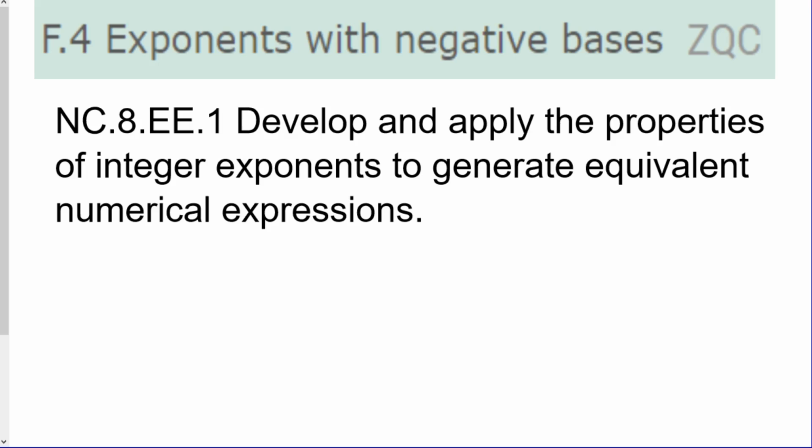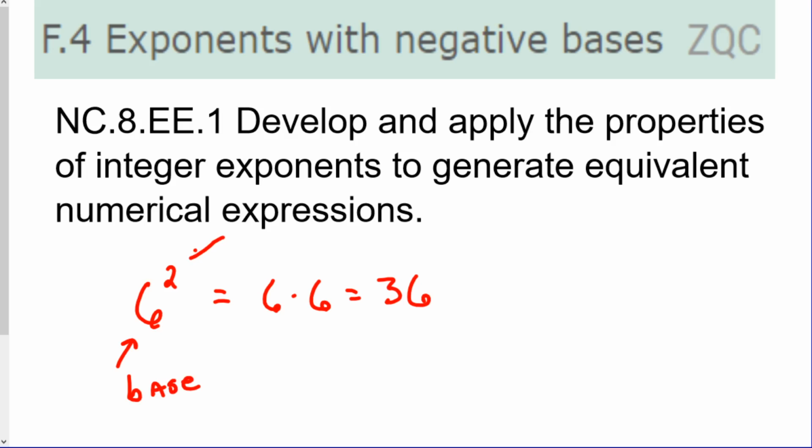So let's look at a regular everyday exponent to start with, just as a review. If I have, for example, the number 6, and I raise that to the power of 2, that's the same as 6 times 6, which is 36. Now, 6 is the base, and 2 is the exponent. So what it means by negative bases, for example, is you may have something like negative 2 squared.